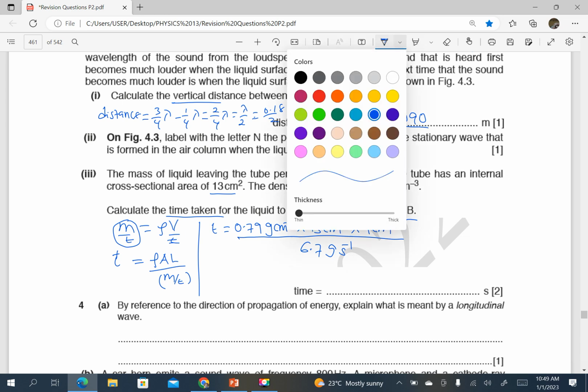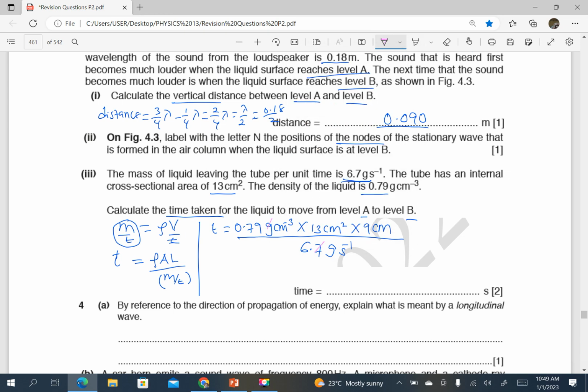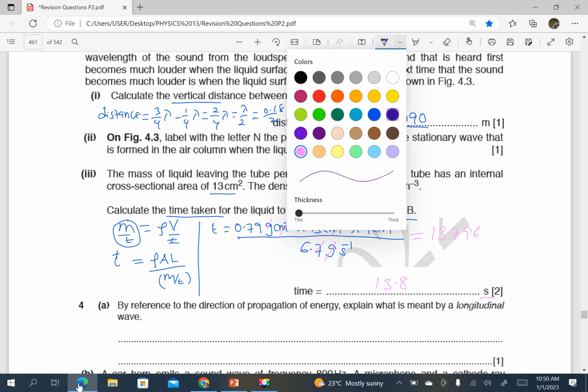Of course, you must have noticed that the units have already cancelled out. Grams has cancelled, per centimeter cubed has cancelled, so you remain with 1 over per second, which is simply seconds. And when I press my calculator to verify the time, 0.79 times 13 times 9 divided by 6.7, this gives me a value of time as 13.796, which is approximately 13.8 seconds.